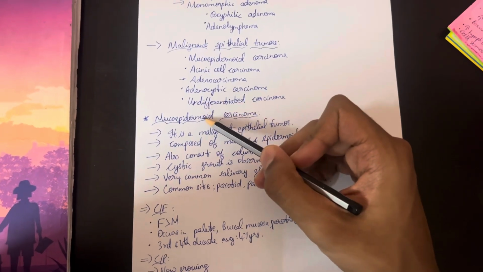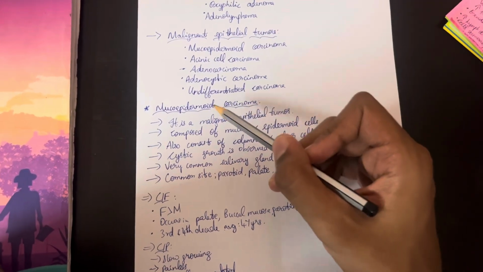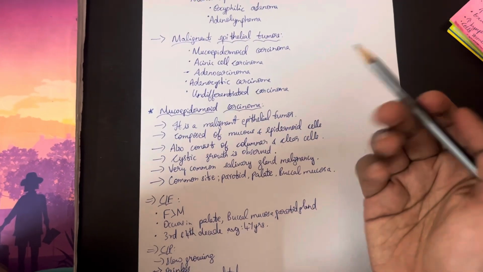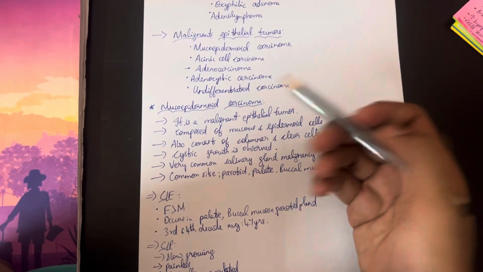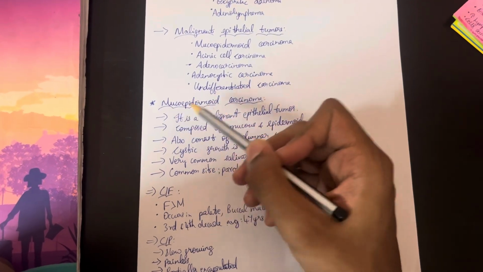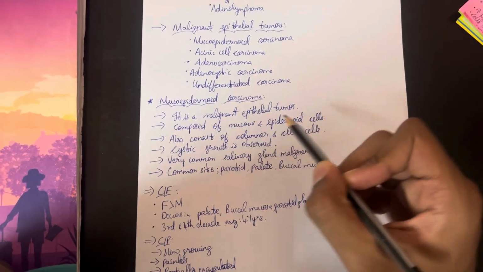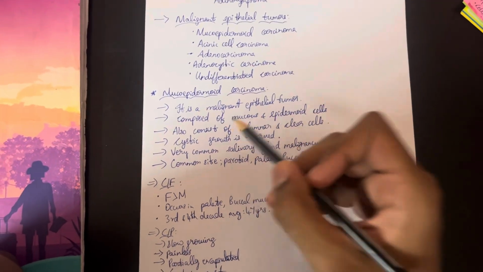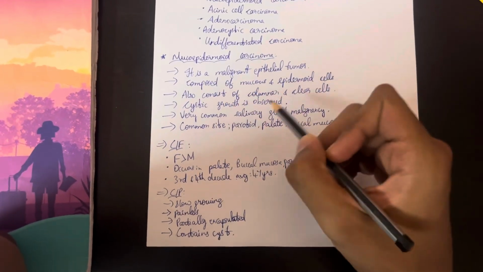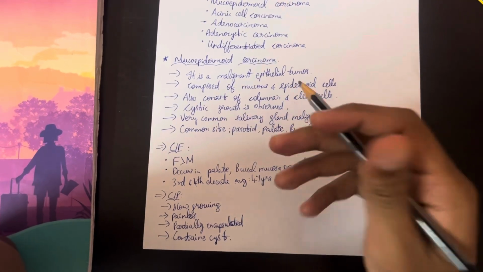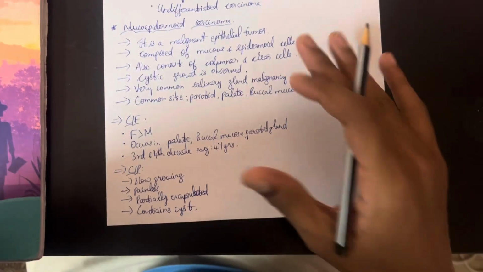First, what we say about this is it comes under malignant epithelial tumor. So we write that it is a malignant epithelial tumor of salivary gland, and it is composed of mucous cells and epidermoid cells. As the name says, mucoepidermoid. Muco means mucus, epidermoid means epidermoid cells. So the mucous cells and epidermoid cells are present, and it also consists of clear cells as well as columnar cells. And cystic growth is also observed. It is a histopathological feature. We're just writing here, to get more points.